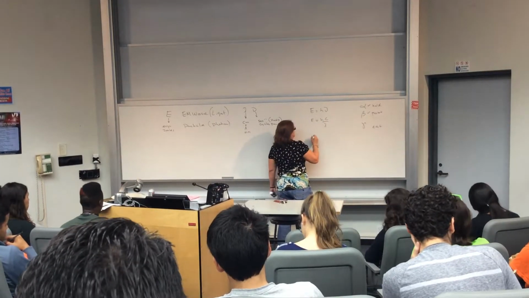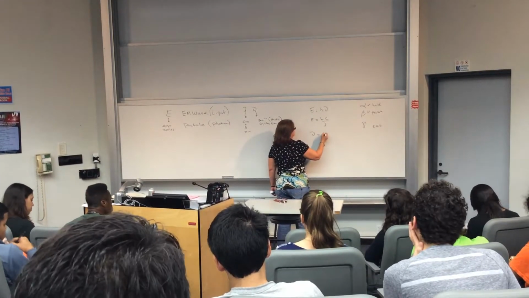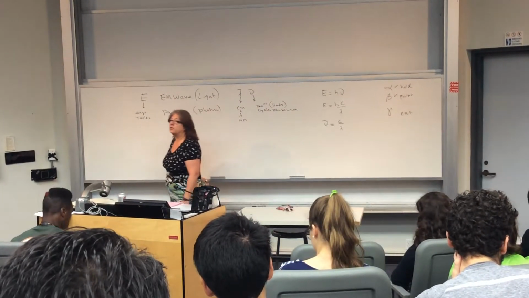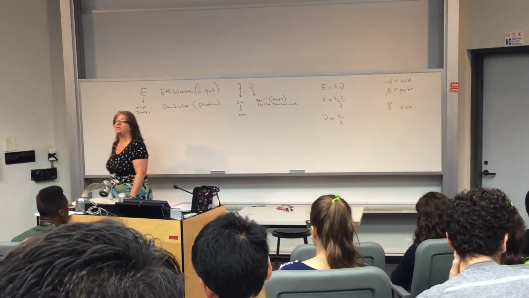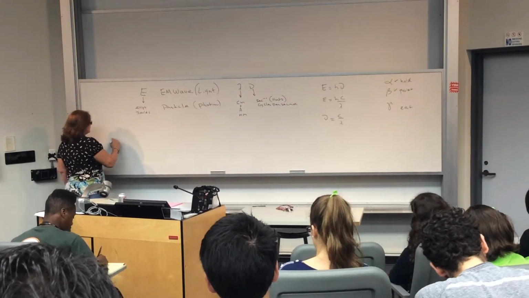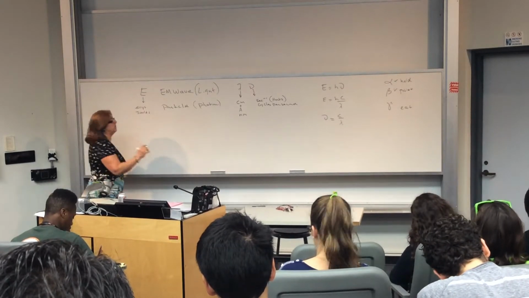And why is that? Because what's nu? C over lambda, of course. So look out for the units, and that's the only possible complication that you can have. So tell me, what's going to be the energy? And let's do the EM spectrum just real quick.